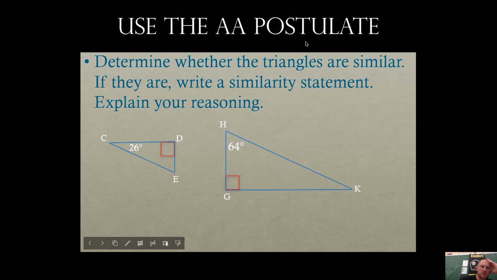Here's an example. Let's use angle-angle. Determine whether the triangles are similar. If they are, write a similarity statement. Explain your reasoning. We have a pair of congruent right angles. So that's an A. Now, these angles don't match. So we don't have the second pair of congruent angles. We don't have a second A.